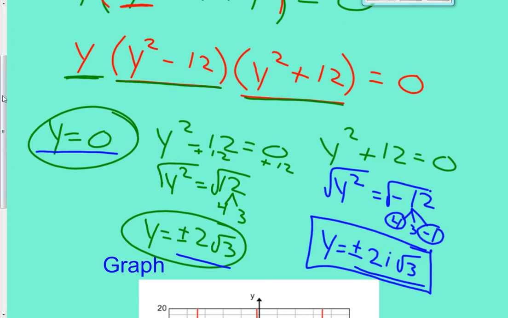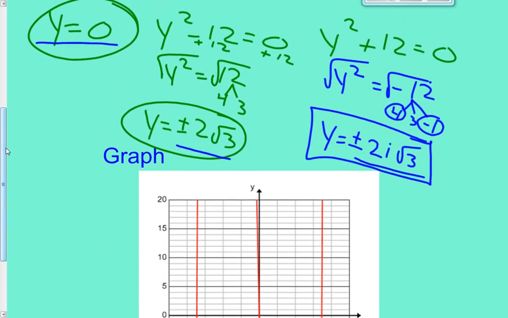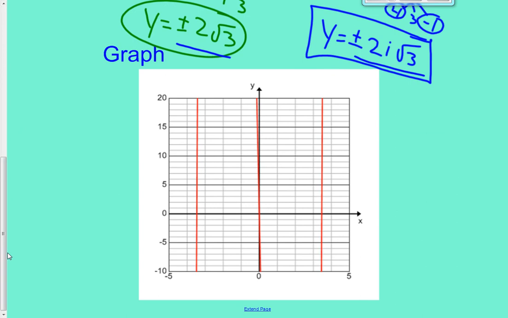Those are ones that do not cross the x-axis. So I have 3 real roots. One crosses at 0. That's this one. One crosses at 2 times the square root of 3. That's that one. And one crosses at a negative 2 square root of 3. That's that one. These other 2 right here are imaginary. You still need to write them down, but you won't see them on the graph.